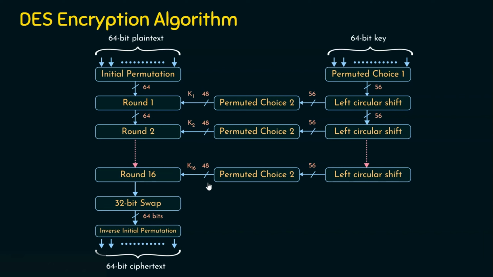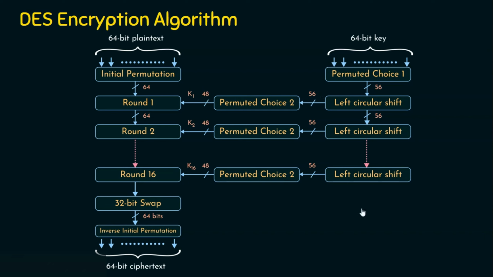But actually, this encryption algorithm starts with the 64-bit key, but this 64-bit key is converted into 56 bits, and this 56-bit key only is used for generating the round keys, which are 48 bits in nature. So the key length is 56 bits in the DES algorithm.